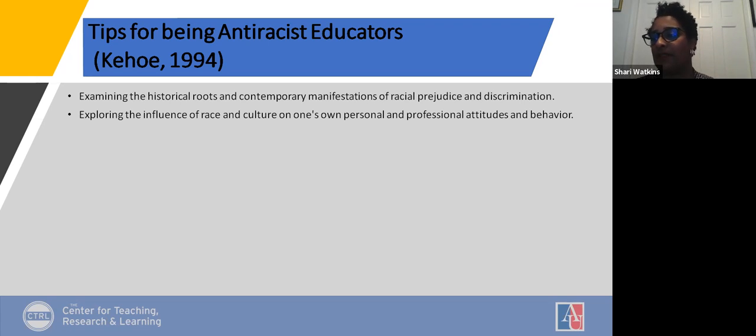It also encompasses exploring the influence of race and culture on one's own personal and professional attitudes and behavior. And so what this tip requires is that we have an understanding of culture. So how do we define culture? Well, culture is defined as a dynamic system of social values, of cognitive codes, of behavioral standards, of worldviews and beliefs that we use to give meaning to our own lives and the lives of others.